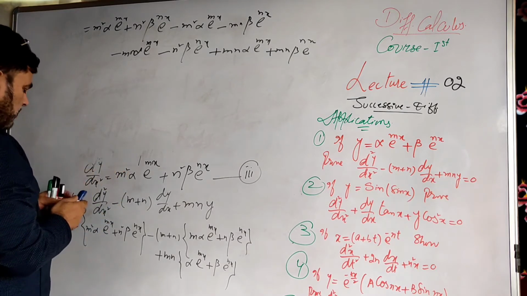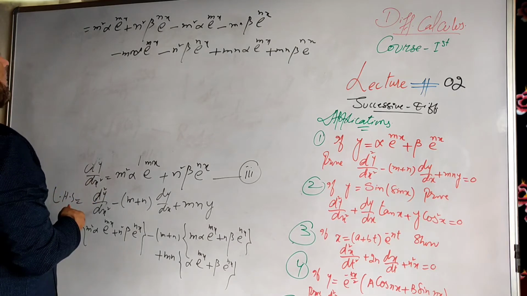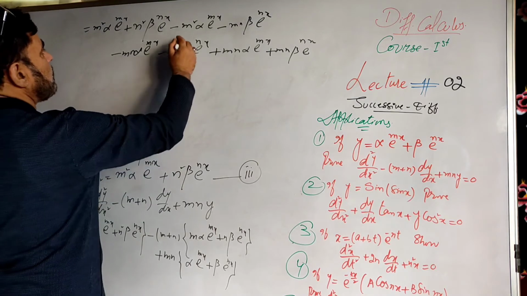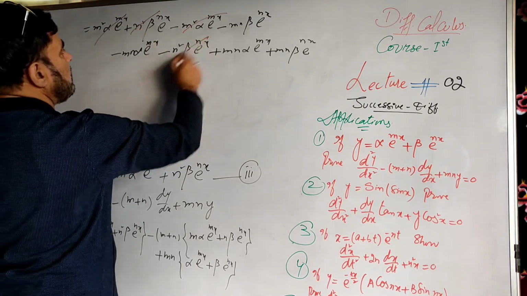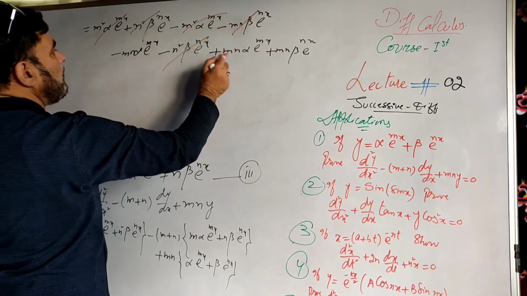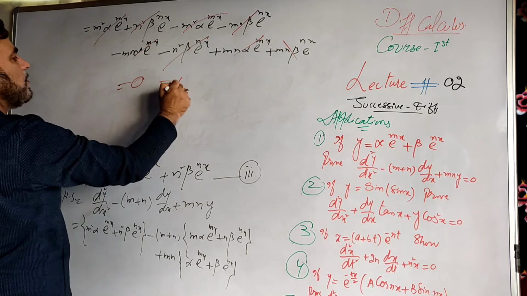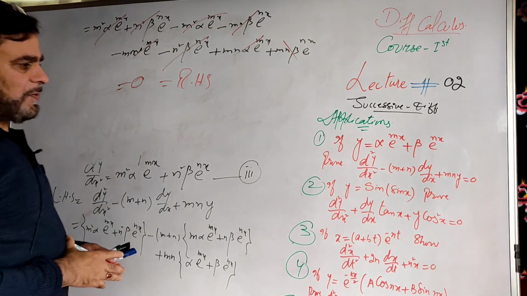This gets cancelled. M square alpha e raised power mx, this is your m square alpha e raised power mx. This is your n square beta, this goes with mn beta. This is 0, equal to the right hand side. Very simple problem. You can go this way.